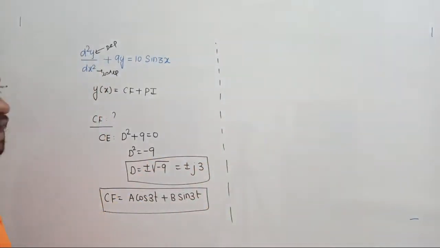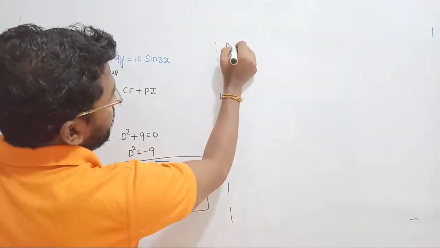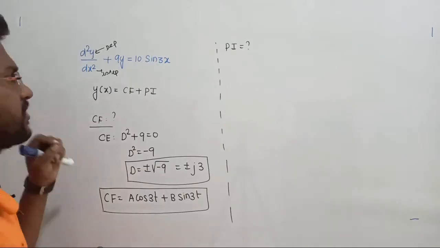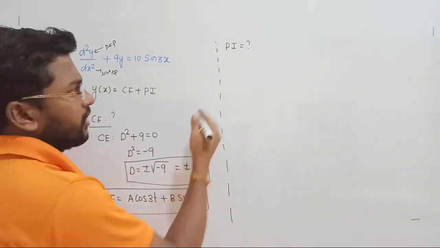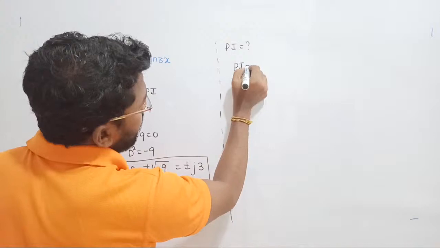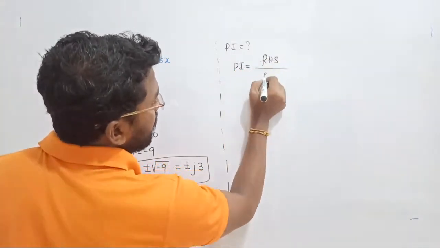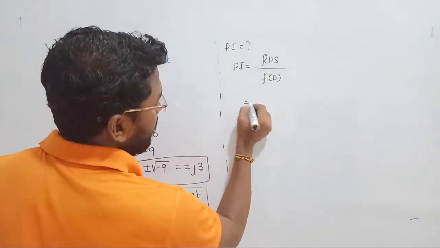Next, this is the complementary function. Our next target, we should write the solution for particular integration. What is the solution? Let us see. Whenever we are looking for particular integration, we should write the answer like this. Particular integration can be written as RHS. In the numerator, we have to consider the RHS. In the denominator, we should consider the characteristic equation.